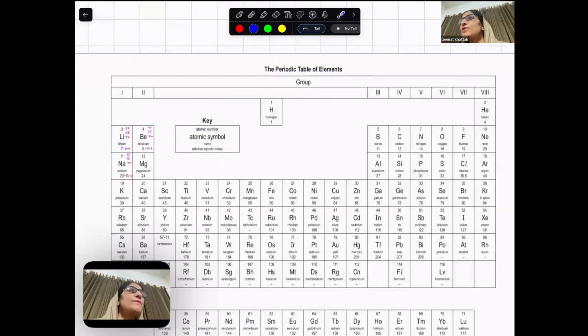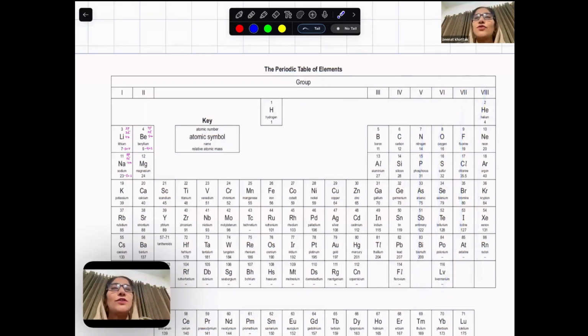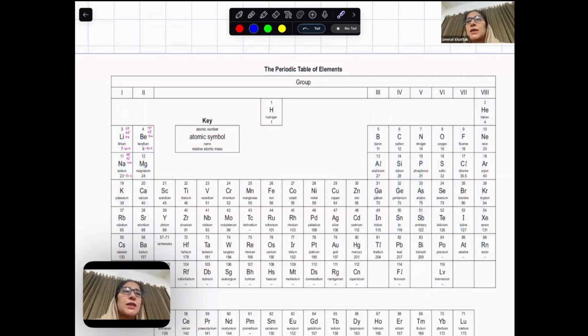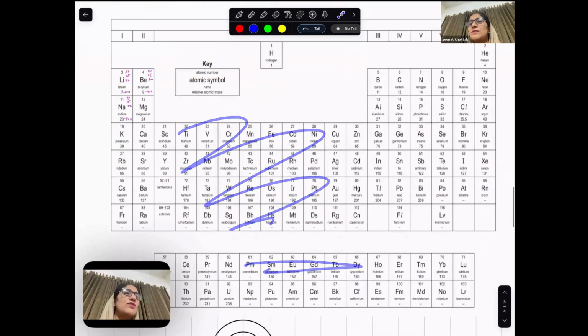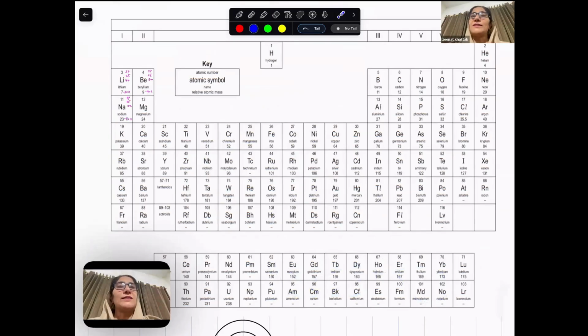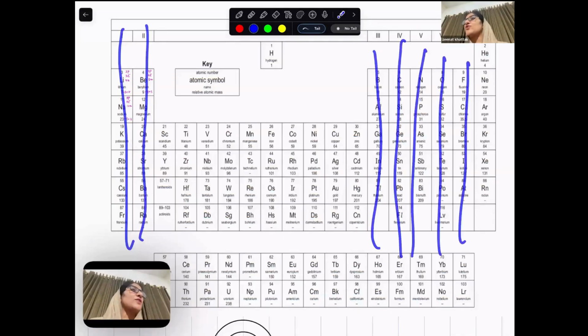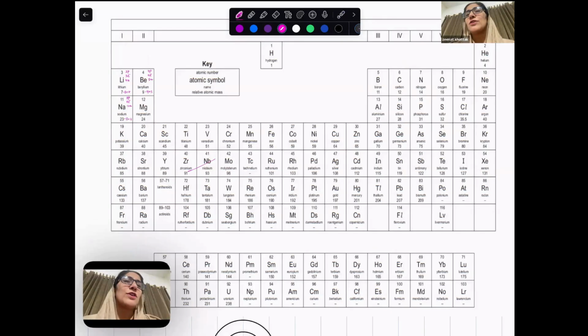Next, the vertical columns are called what? Groups, right? This is group 1, group 2, group 3, group 4, group 5, group 6, group 7, and group 8. Hydrogen is not in any group. These are transition elements. These are lanthanides and actinides. You have nothing to do with these, right? These are called what?